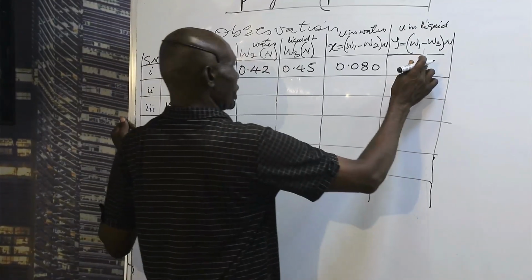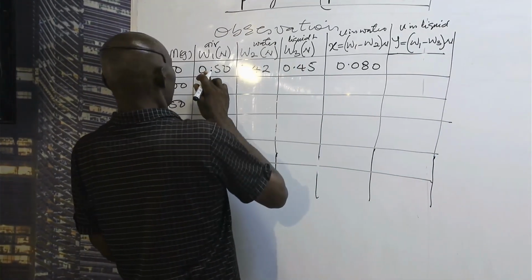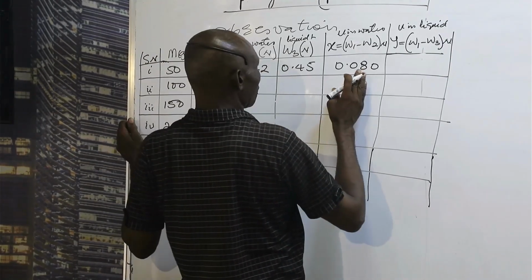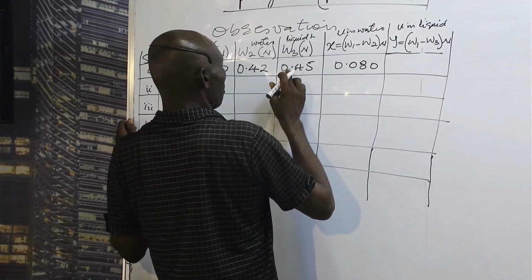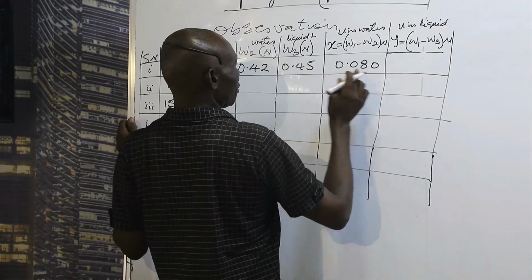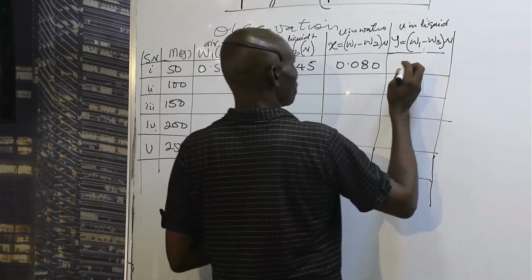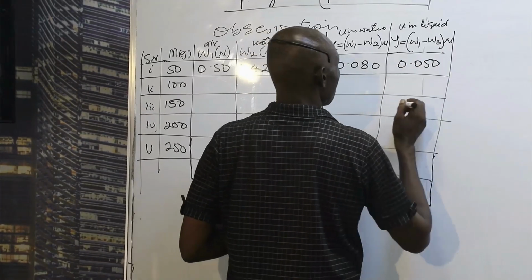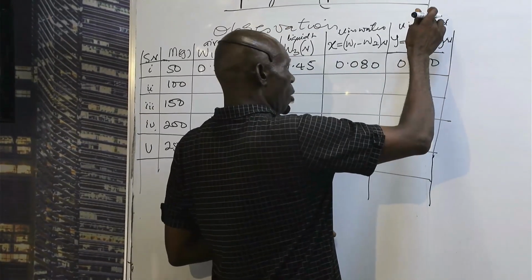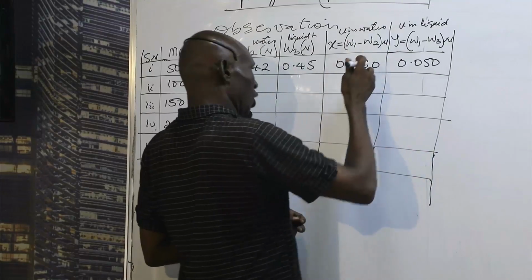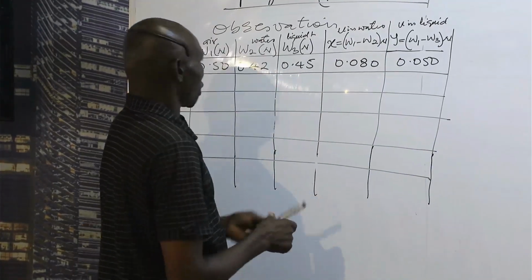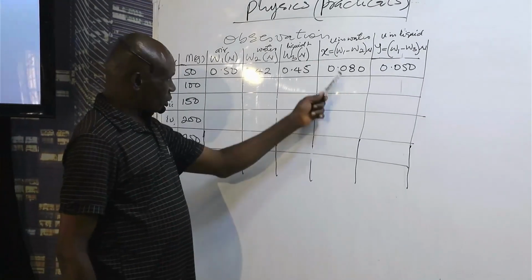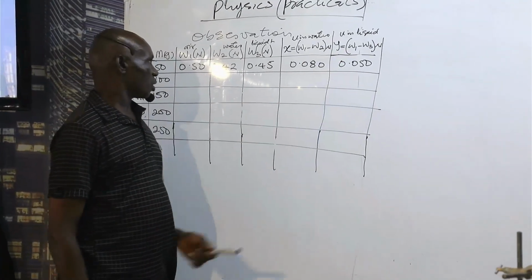And now look at this again. 0.50, that is W1, minus 0.45 gives 0.050. So this is upthrust in liquid, upthrust in water. Upthrust in water, upthrust in liquid.